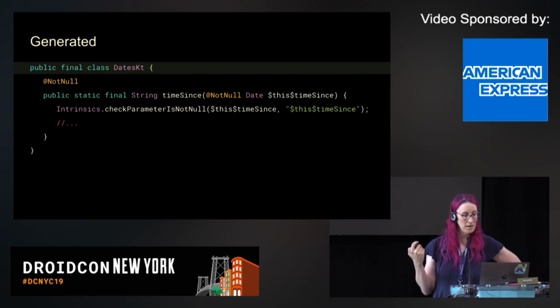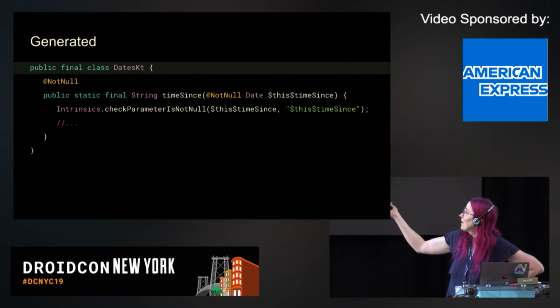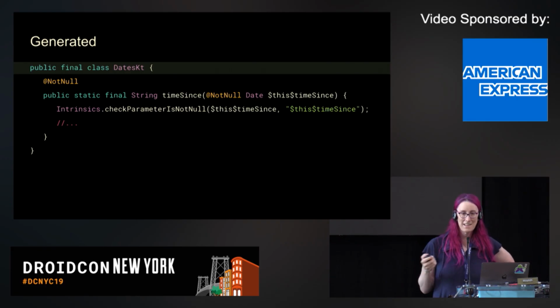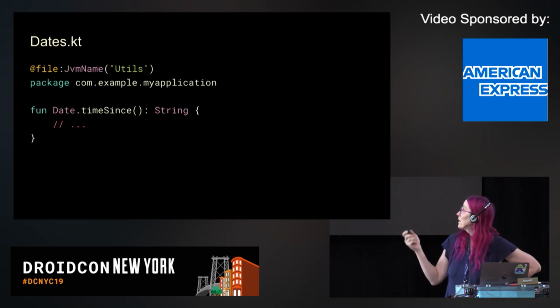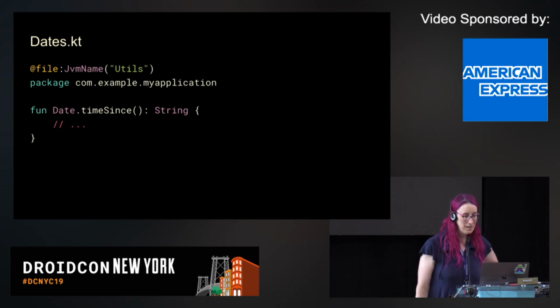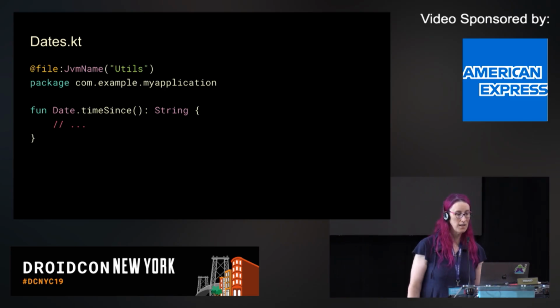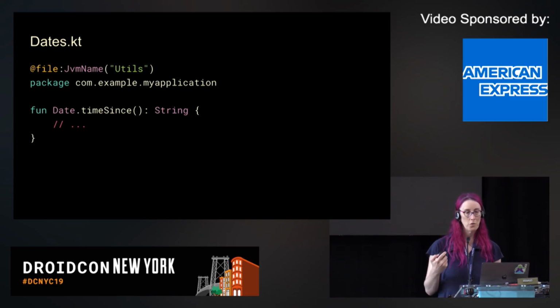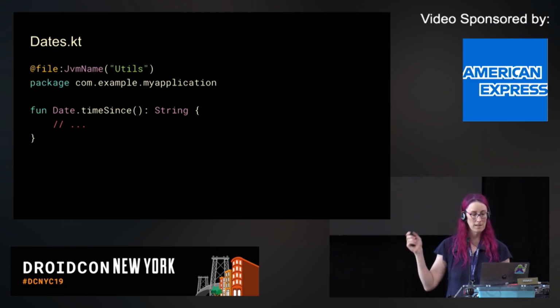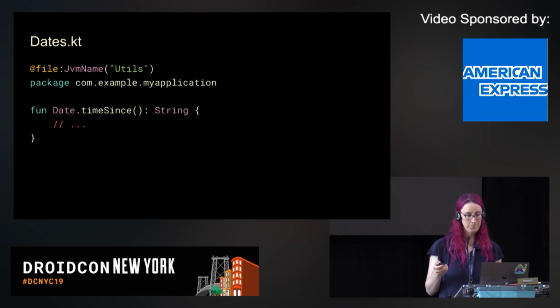that in order to call this, our class there is DatesKt. So we can use this JvmName annotation and change the name that the Kotlin compiler generates for this class. Now we can have Utils, and we can use it just the same way.